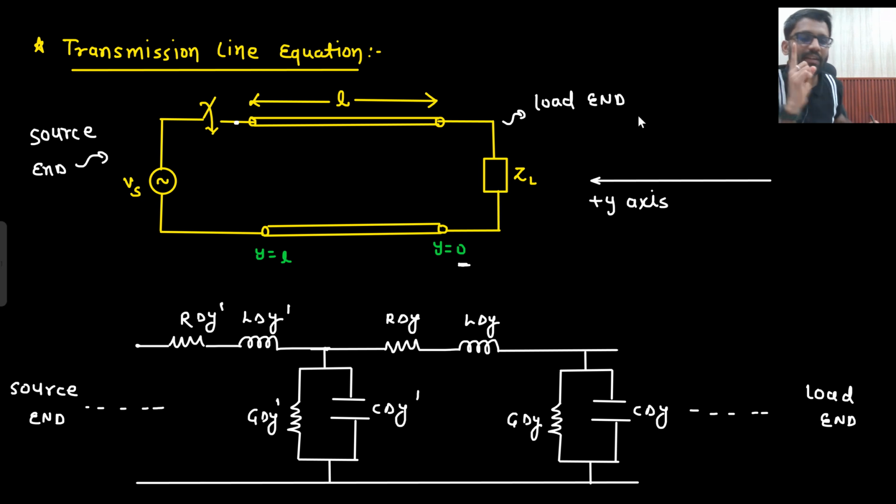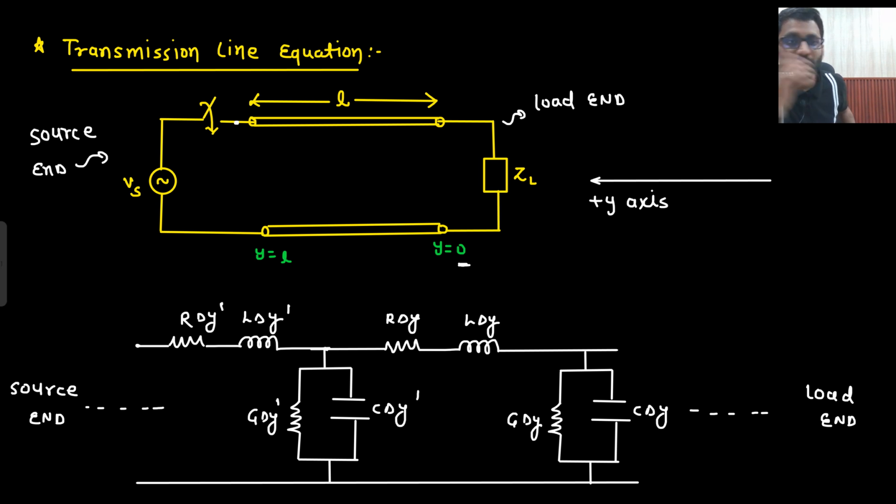So when we study EM waves, when we study transmission line, we will always derive the equation from the load end. That's why I gave this as y equals to 0 and this as y equals to L. So we will always derive the equation from the load end. What happens? Transmission line becomes very tough.